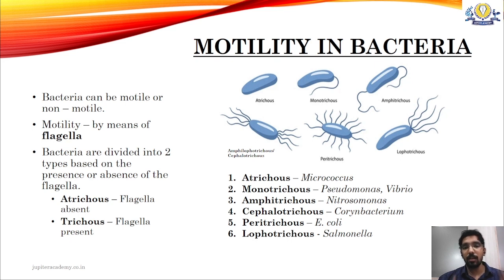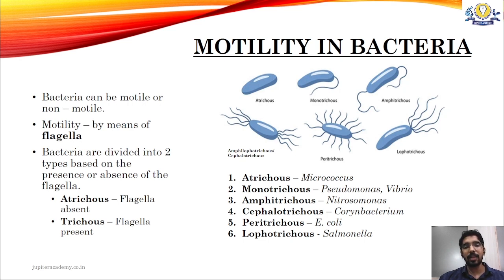So based on the presence or absence of flagella, the position of the flagella, and the number of flagella, bacteria can be divided into 6 types. First one is atrichous. Example is Micrococcus. As seen in the previous class, they are spherical bacteria which do not have any flagella. Second one is monotrichous, which has only one flagellum at one end of the bacteria. Examples are Pseudomonas and Vibrio.